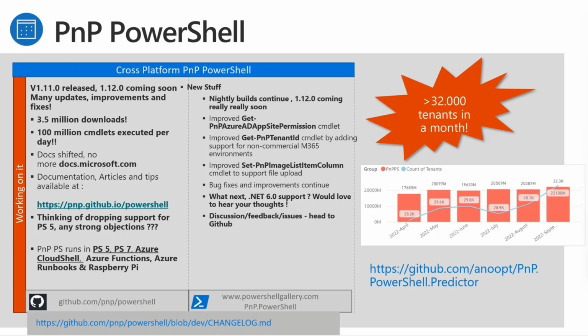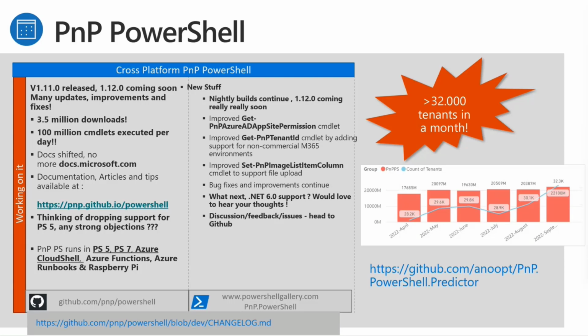Docs have shifted. Documentation, articles, and tips are available at pnp.github.io/PowerShell. And it runs in Azure Cloud Shell, Azure Functions, Azure Runbooks, Raspberry Pi. So some of the new stuff: nightly builds continue. As mentioned, 1.12 is coming soon.